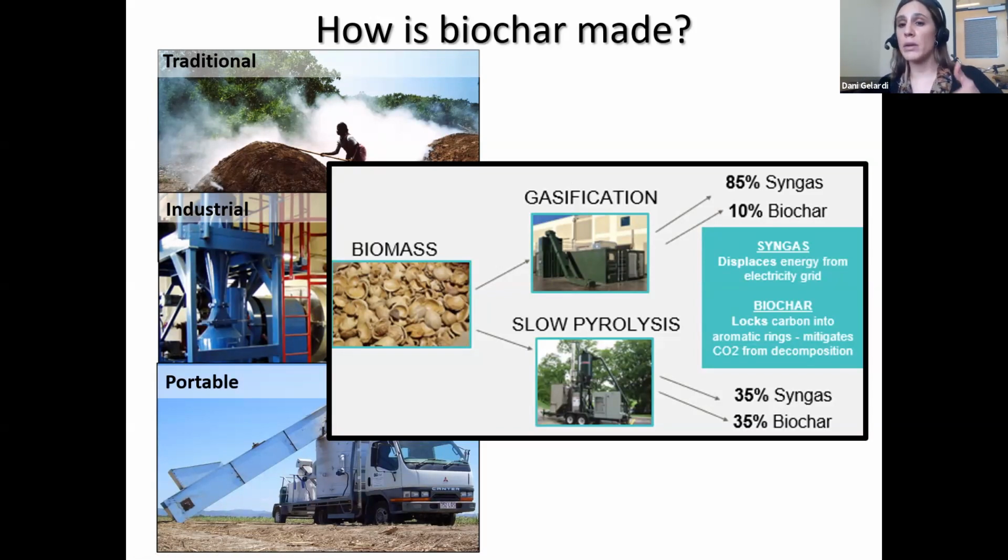And the syngas and biochar products are both really important, especially when you think about climate change mitigation potential, because by generating syngas, we may be displacing the need for energy from the electric utilities grid and reducing our dependence on fossil fuels. Whereas the biochar tends to lock that carbon that would have otherwise decomposed into CO2 from the biomass into a really recalcitrant form, which is stable for a long, long time.